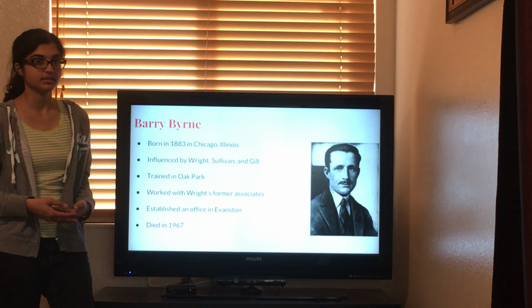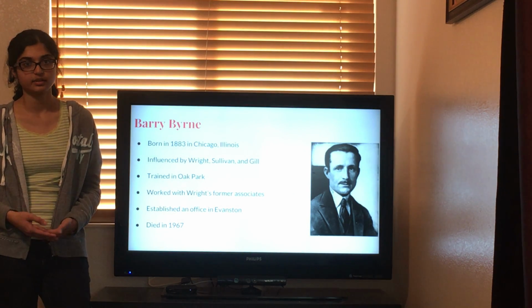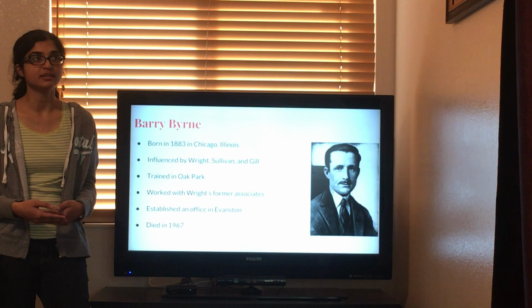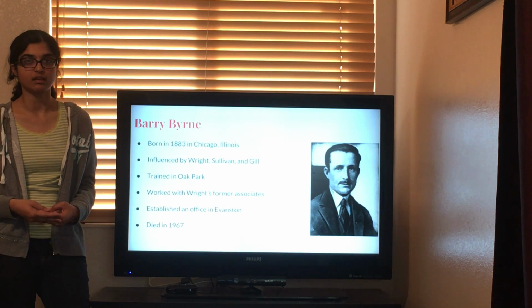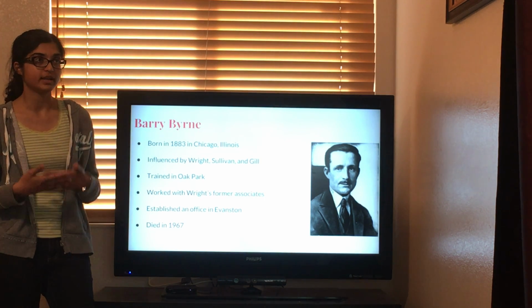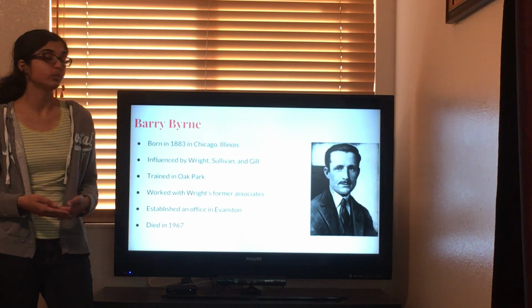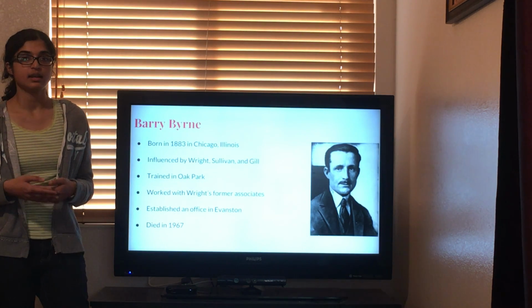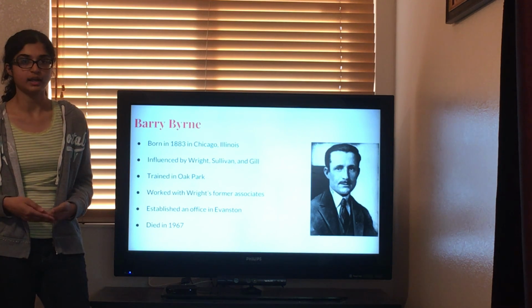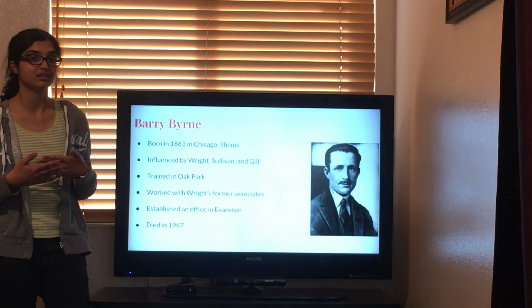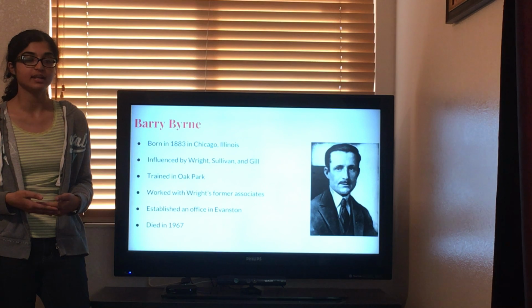So the third architect we're going to talk about is Barry Byrne. He was born on December 19th, 1883 in Chicago, Illinois. He was influenced by the work of Frank Lloyd Wright, Louis Sullivan, and Irving Gill. He trained in Oak Park, which is actually where one of Wright's studios are. He worked with Wright's former associates, Walter Burley Griffin and Marion Mahoney. He established an office in Evanston, and in the winter of 1908 to 1909, he actually moved to Seattle, where he worked with Andrew Wolotson, and they continued to design houses together. He died in 1967.